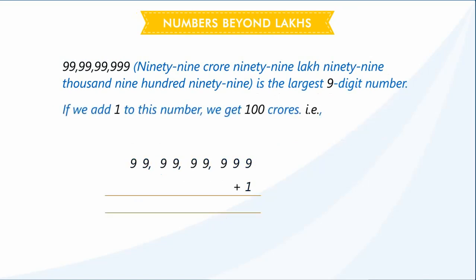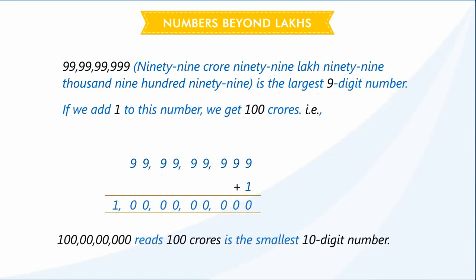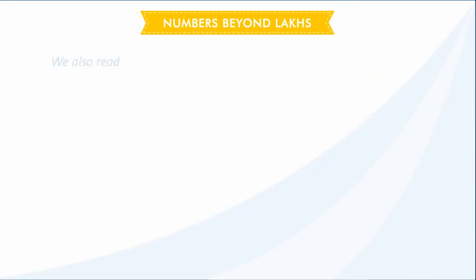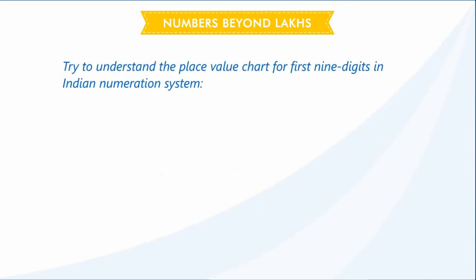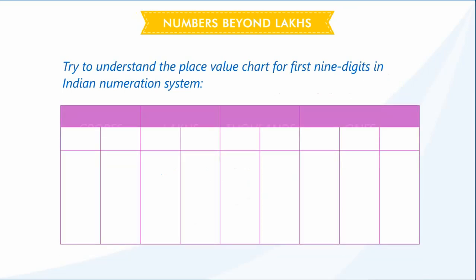If we add 1 to this number, we get 100 crores. 100,000,000,000 read as 100 crores is the smallest 10-digit number. We also read 300,000,000,000 as 300 crore, 700,000,000,000 as 700 crore. Try to understand the place value chart for the first 9 digits in the Indian numeration system.